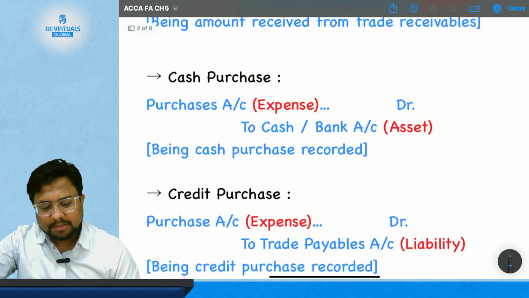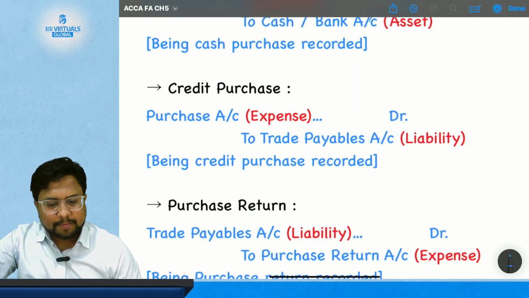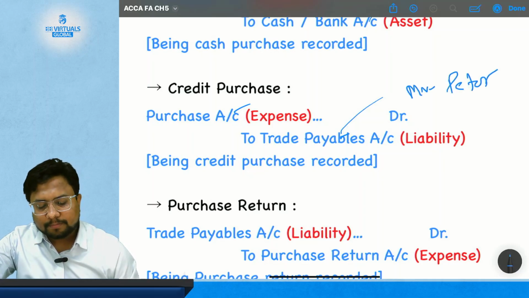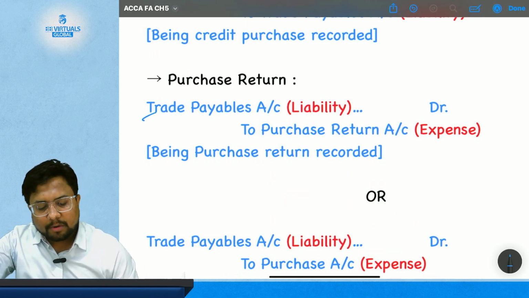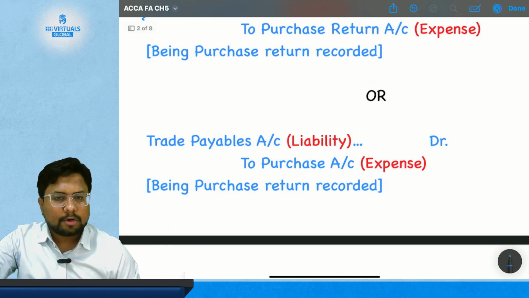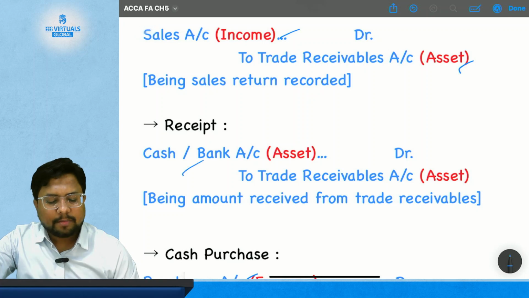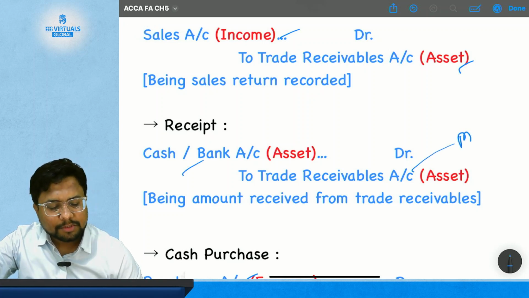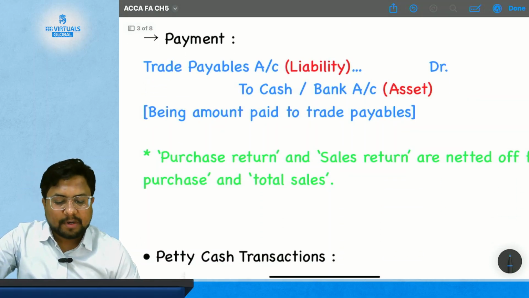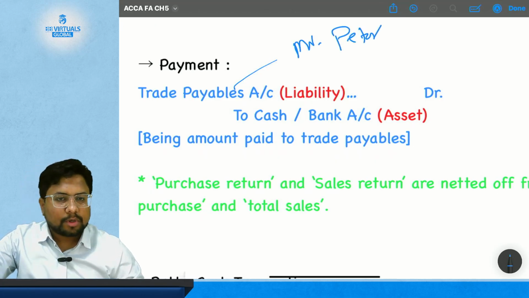Then comes cash purchase: purchase account debit to cash. Then credit purchase: purchase account debit to trade payable. Trade payable means Mr. Peter. Then comes purchase return: trade payable account debit, that is Mr. Peter, to purchase return, or you can record trade payable to purchase account. Then we have receipt, that is cash account debit, bank account debit to trade receivable, that is Mr. John. And last but not the least, payment: trade payable account debit, that is Mr. Peter, to cash or bank.